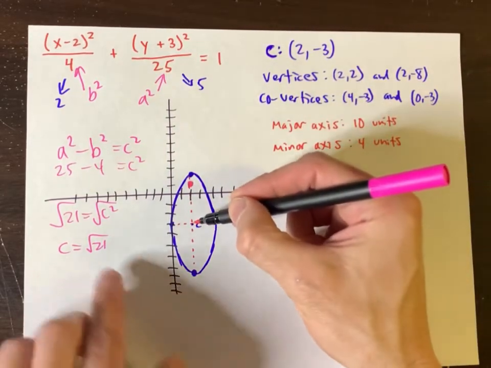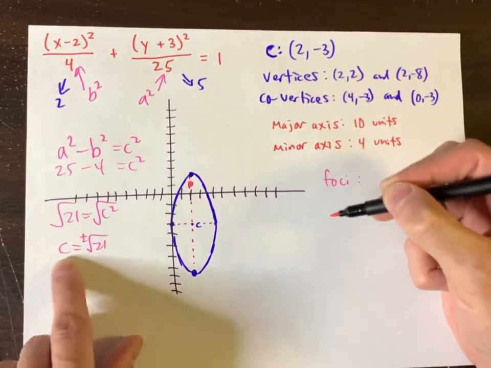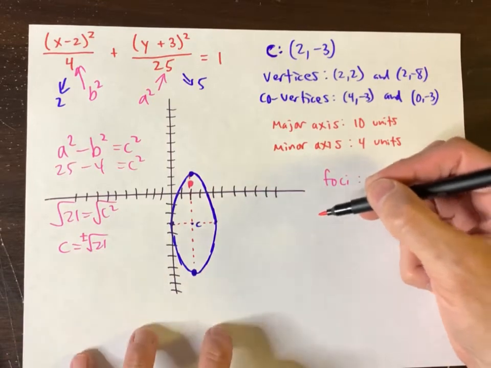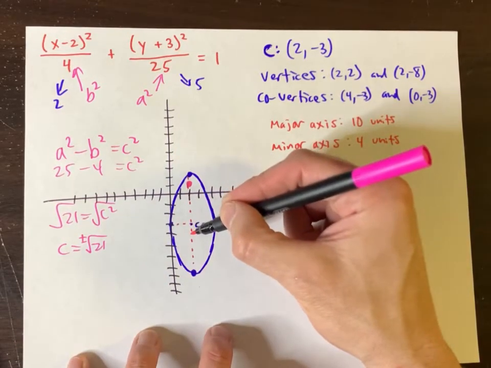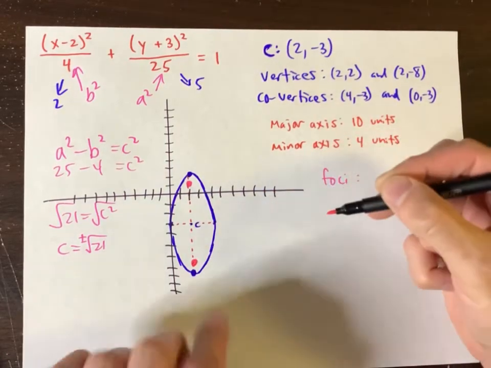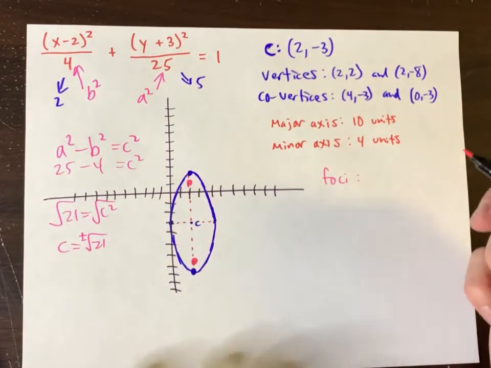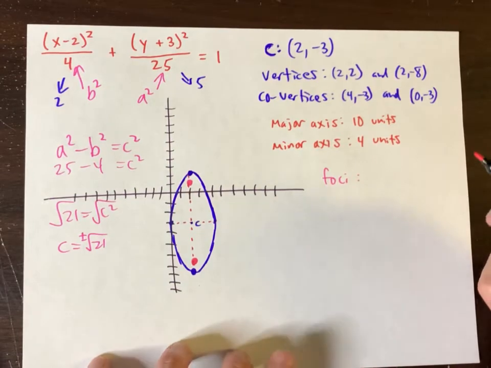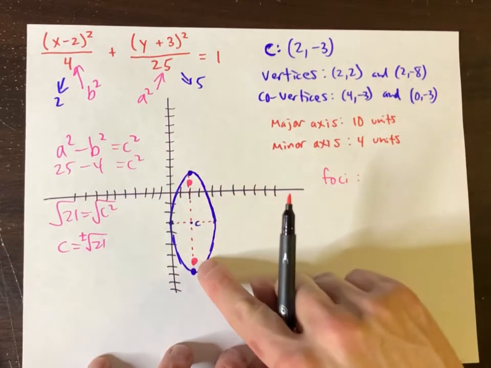And then from the center, go down, because really it's plus or minus. Whenever you square root, it's plus or minus. So at your center, go down 1, 2, 3, 4, and a little bit more. And so you can see that the foci are always inside of your ellipse. Always, always, always. Now, what are the coordinates there?